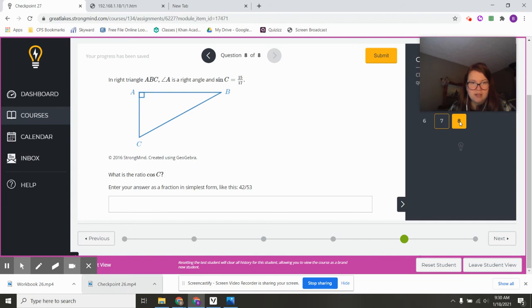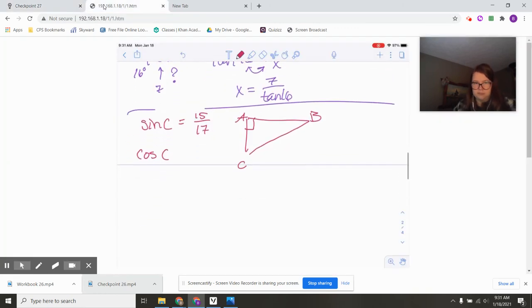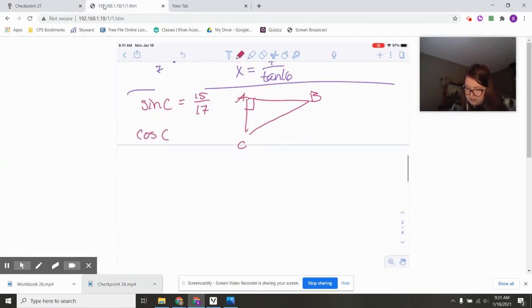So angle A is a right angle. The sine of C is 15/17. I'm going to draw this triangle because when I draw these triangles, it makes more sense to me than just trying to duke it out in my head. So here's A, B, C, a right triangle, and I want to find the cosine of C. I drew it out right here. And the sine of C, here's angle C, is 15/17.